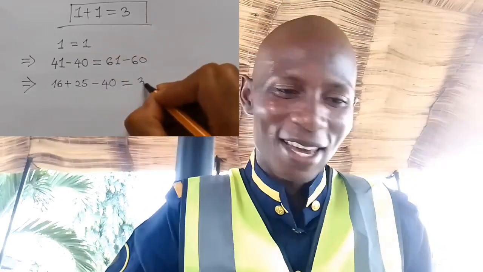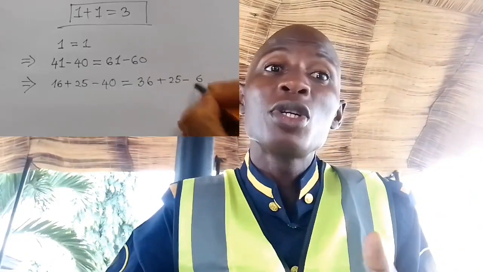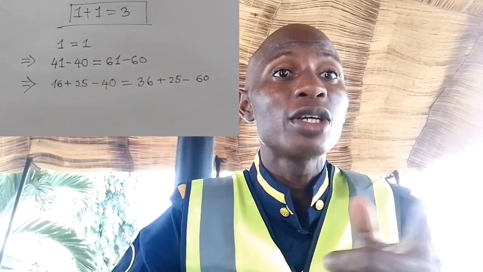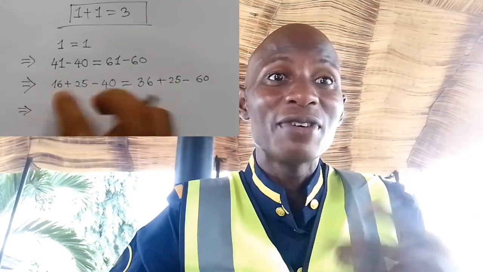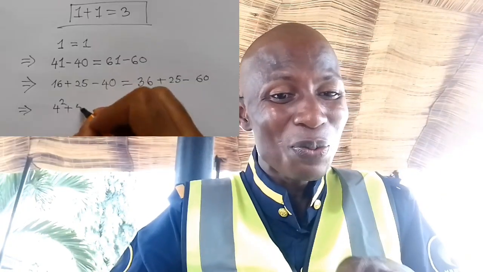I can rewrite 36 plus 25. You can invent anything, not only 60. You know that until this point, there is no contradiction with the mathematical formula. You can invent yourself. This 16 is 4 square, and this 25 is 5 square. Just create anything, just to make the difference.